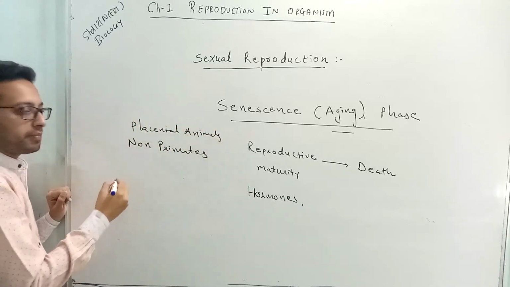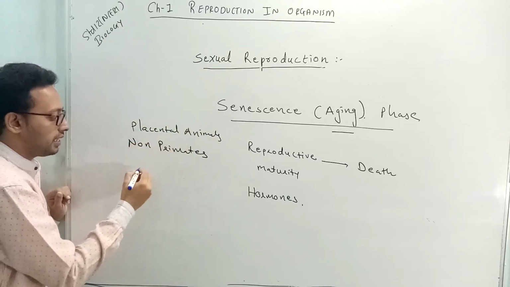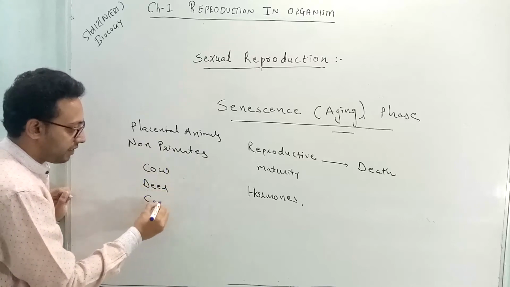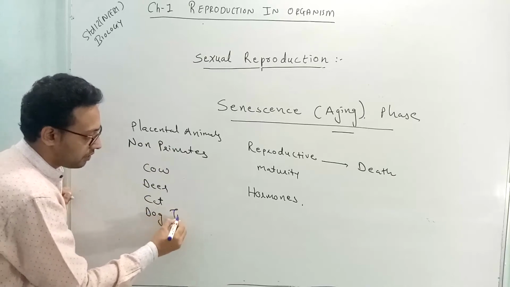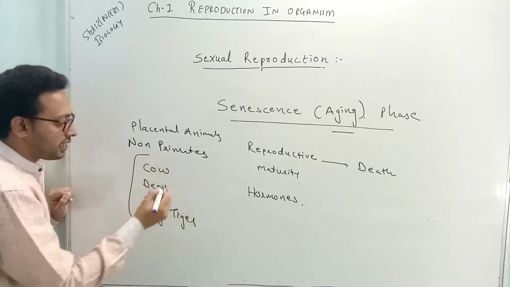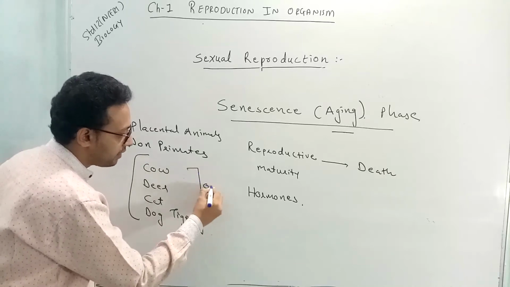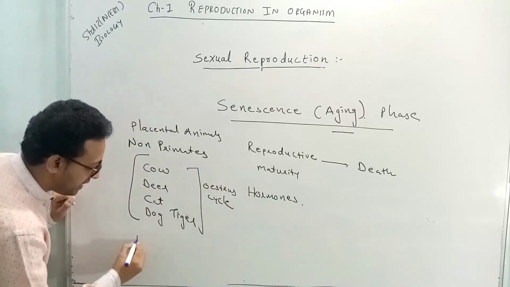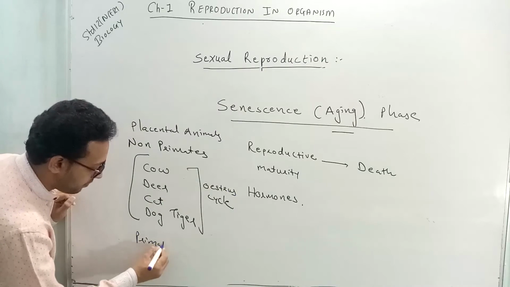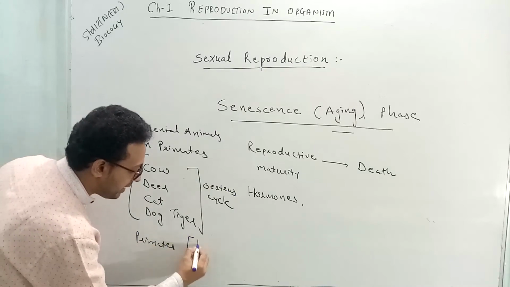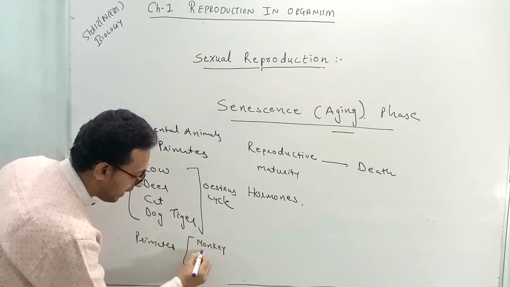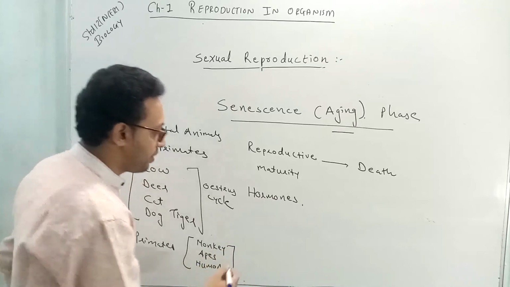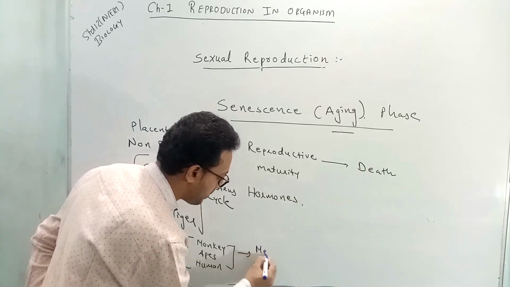So the changes occur in non-primates. Examples of these non-primates are cow, deer, cat, dog, tiger. The cyclical changes that occur in these animals are called the estrus cycle. And the cyclical changes which occur in primates, which are the examples of primates? They are monkey, apes, or human. The changes that occur during the reproductive phase are called the menstrual cycle.